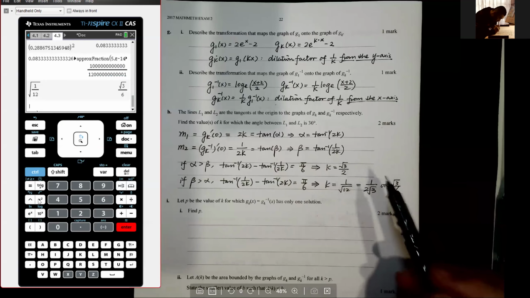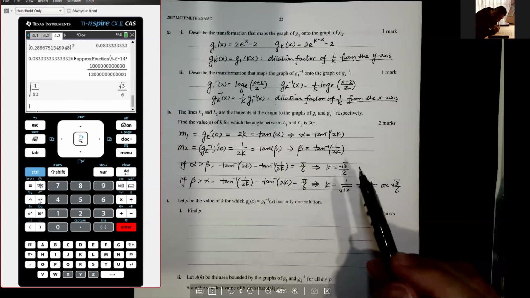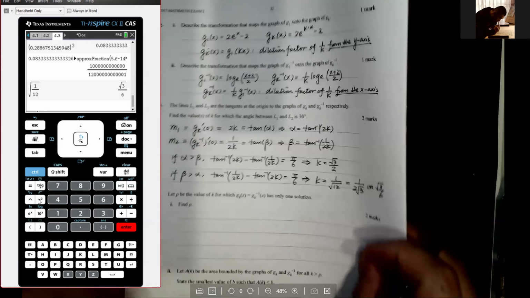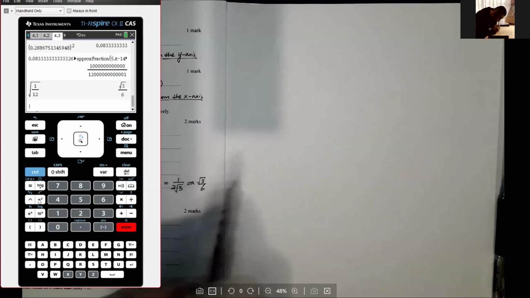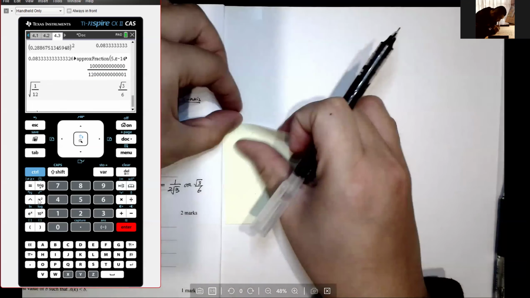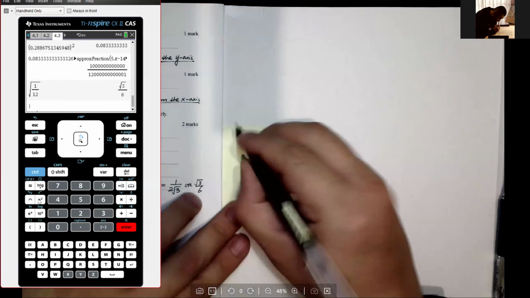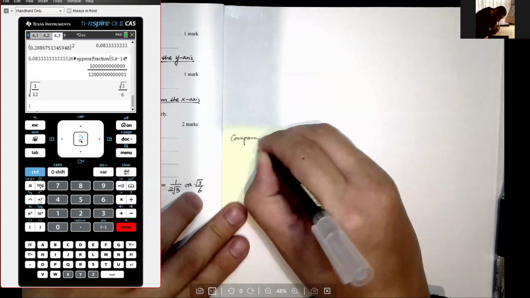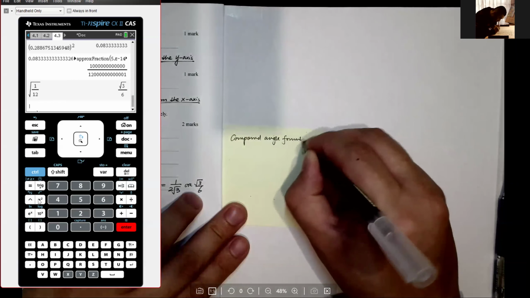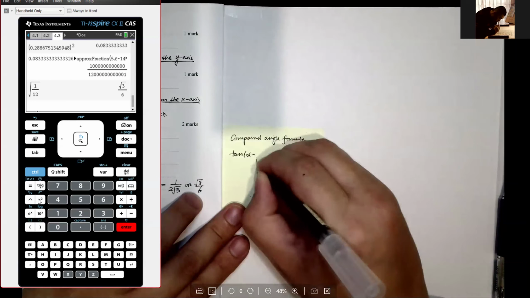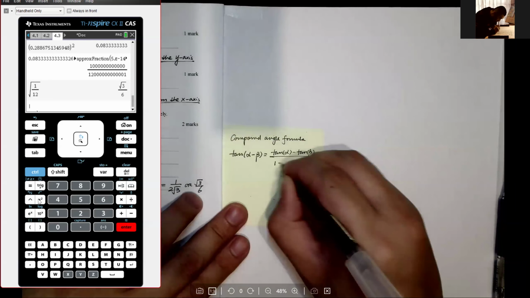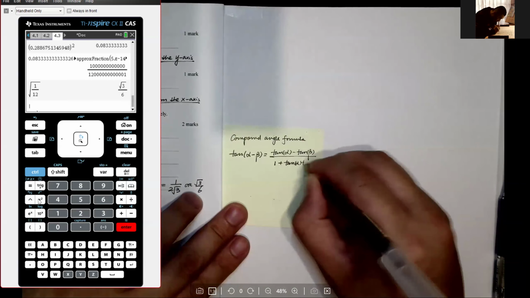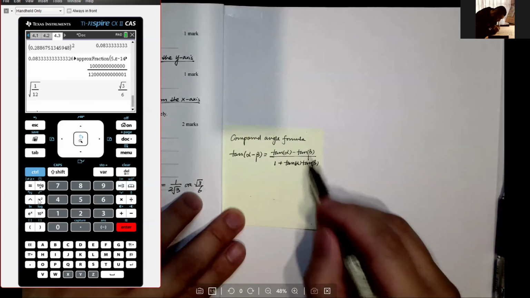Okay, so that is indeed a challenging question, unless you use some kind of double angle formula, etc., or compound angle formula. To be honest with you, you could also use this formula. I'll put it as a separate note here. Tangent of alpha minus beta equals tangent alpha take away tangent beta, divided by 1 plus tangent alpha tangent beta. This is part of the specialist math knowledge.